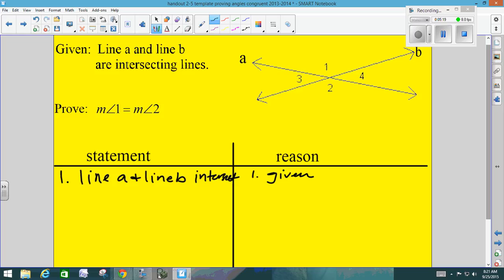I need to get 1 and 2 into my column proof then. Because right now, all I know is that A and B are intersecting lines. But I don't have anything about angle 1 and angle 2. So look at your picture. What can you tell me about the measure of angle 1? Anything, Jonas? Yeah, that's for the measure of 4. Do you guys agree with him? That the measure of 1 plus the measure of 4 would equal 180 degrees? Okay.